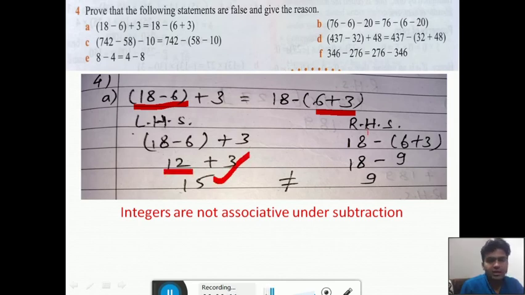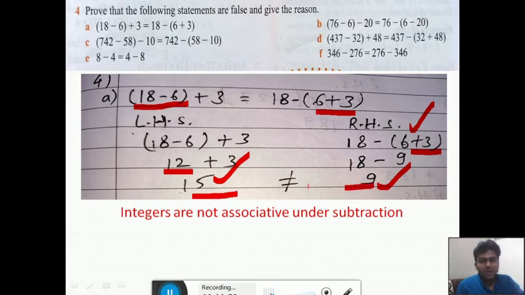And here the RHS, 18 minus 6 plus 3. First we have to solve this bracket. So 6 plus 3 is 9, and then 18 minus 9 equals 9. So from the LHS we are getting 15, and from the RHS we are getting 9. So LHS is not equal to RHS. That's why this statement is false, because LHS and RHS are not equal.